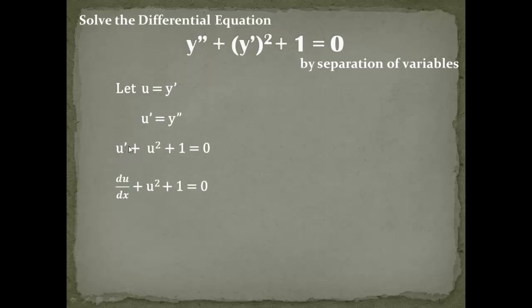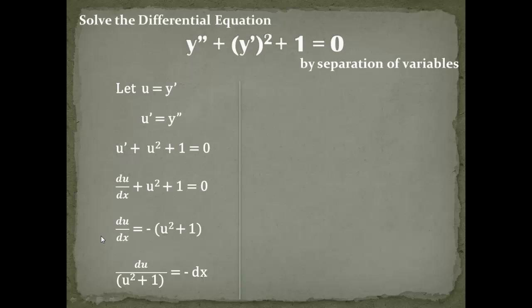Now, u prime is also equal to du over dx, and that's why we have here du over dx plus u squared plus 1 is equal to 0. Transposing u squared plus 1 from the left side of the equation and transferring it to the right side of the equation, we now get du over dx is equal to negative quantity of u squared plus 1.